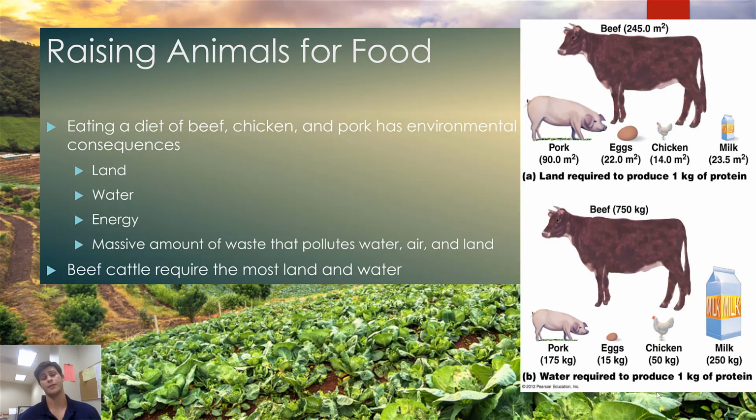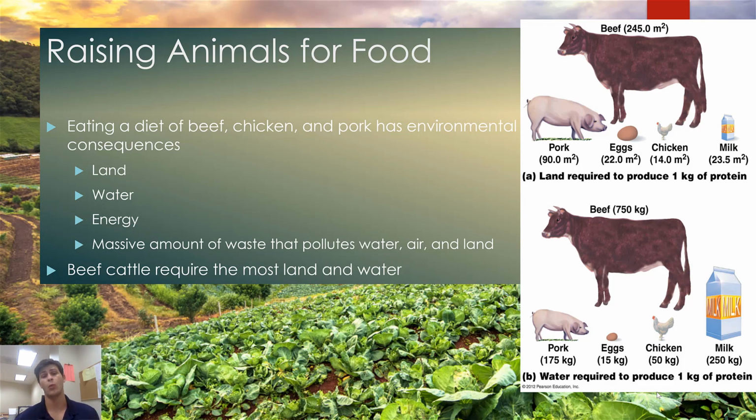Now we're going to take the last couple of slides in this lecture to talk about some of the consequences of raising animals for food, and then diving into the topic of GMOs very briefly. Now, when we're raising animals for food, we need to keep in mind that there are some serious consequences to eating the Western diet, which is really heavy in red meat and meat in general, because a diet of beef, pork, or chicken have huge environmental consequences.